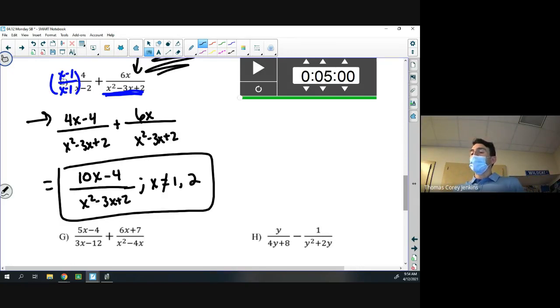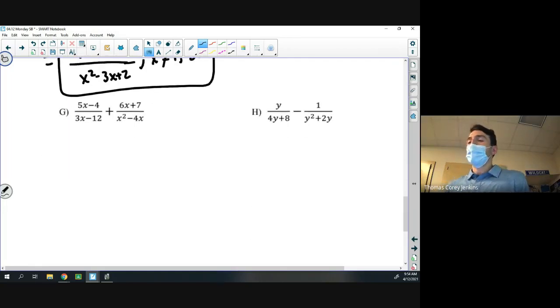All right, so let's keep going and do h, and then I'm going to have you guys try a couple just to see if you're catching on, okay? So I'm skipping down to h, going diagonal from what we just did. All right, so since we can factor both denominators, I'm going to just rewrite both fractions in factored form.